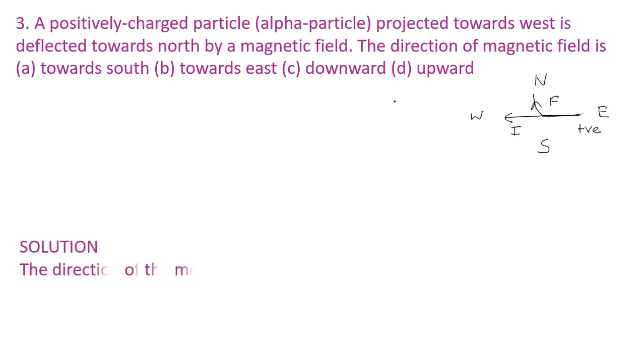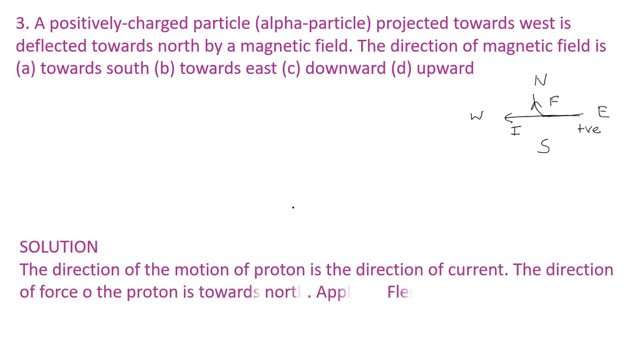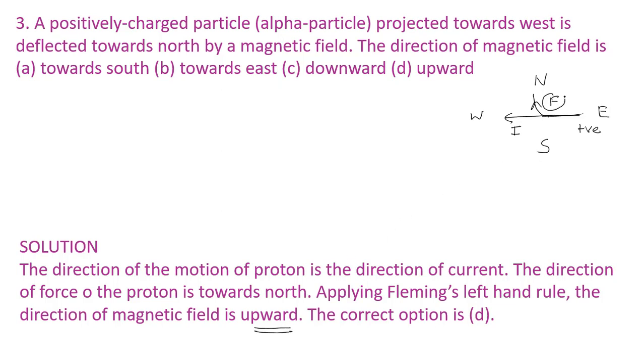In that case you will find that the magnetic field must be vertically upward. Okay, so whenever the magnetic field is vertically upward, then the force will be towards north on the positive charge particle.